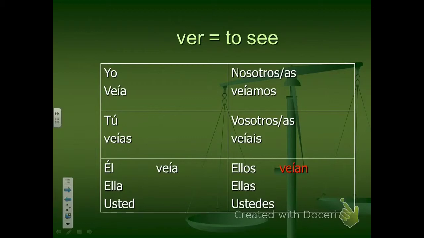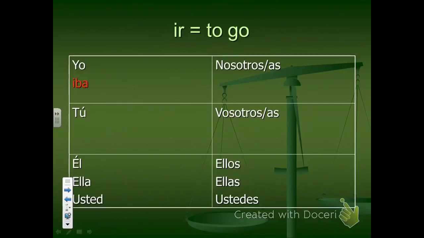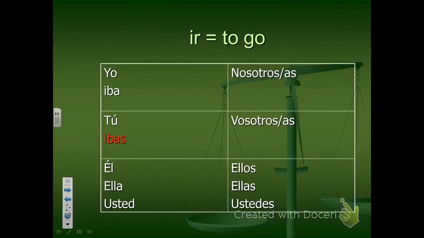All right, so there's one more. Ir, which means to go. Have you noticed that ir is irregular in every tense? Very nice. Okay, so here we go. Yo iba. So the tú form is going to be what? Ibas. Él, ella, usted? Iba.